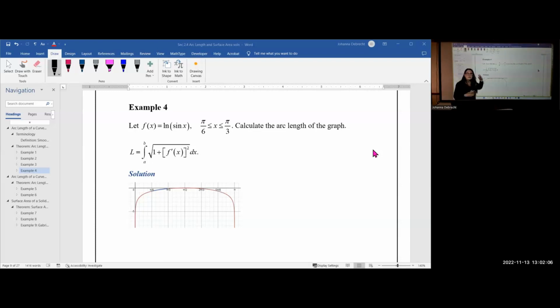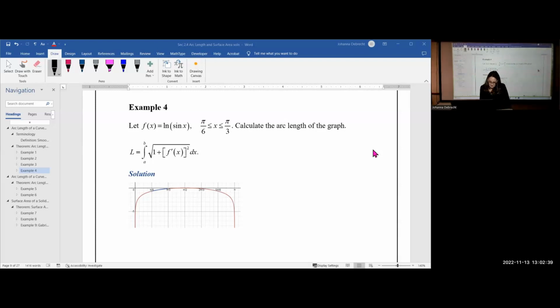It looks more or less like a higher even degree polynomial, something like an x to the 12th or something like that, where it's real flat in here, but opening down, so like a negative x to the 12th. But it's been shifted over to pi over 2. We're interested in this section right here, where x is between pi over 6 and pi over 3. So we're going to calculate the arc length using the methods that we've done previously.